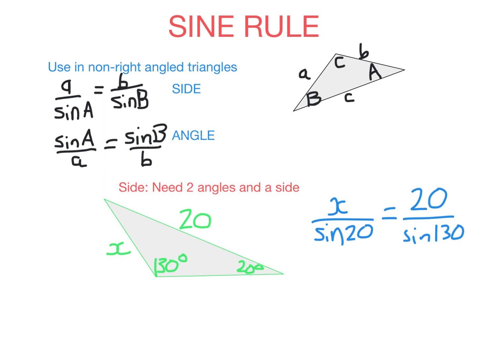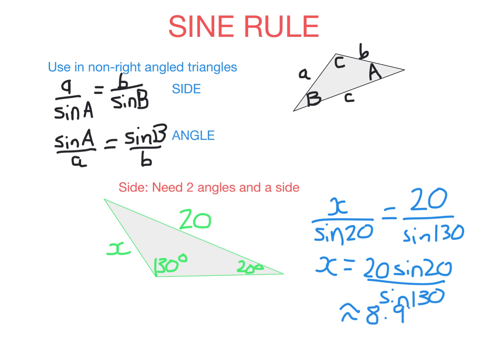So this equation is very easy to solve once you get to this step. Sine 20 is just a number. It's not a nice number, but it's a number nonetheless. You know that when you want to undo dividing by a number, you simply multiply each side of the equation by that number. So in the calculator, we're just going to put 20 sine of 20 divided by sine of 130. So making sure your calculator's in degrees, we get about 8.93.